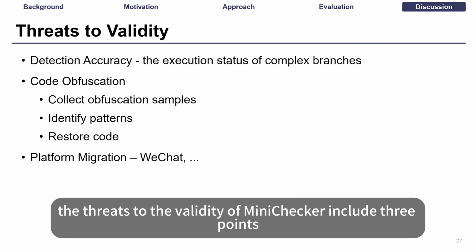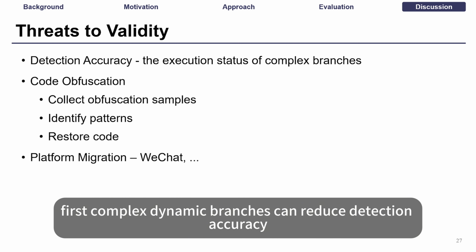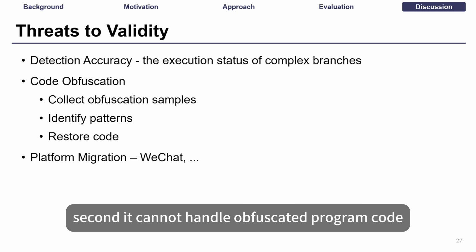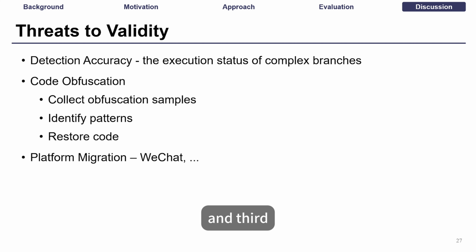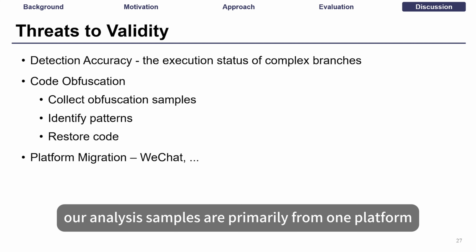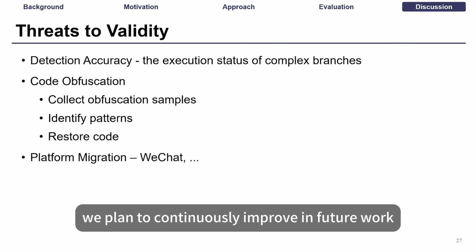The threats to the validity of MiniChecker include 3 points. First, complex dynamic branches can reduce detection accuracy. Second, it cannot handle obfuscated program code. And third, our analysis samples are primarily from one platform. We plan to continuously improve in future work.